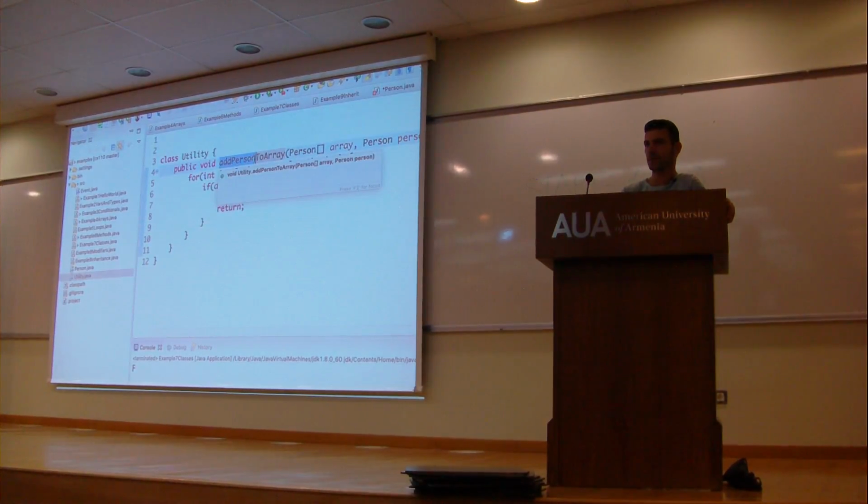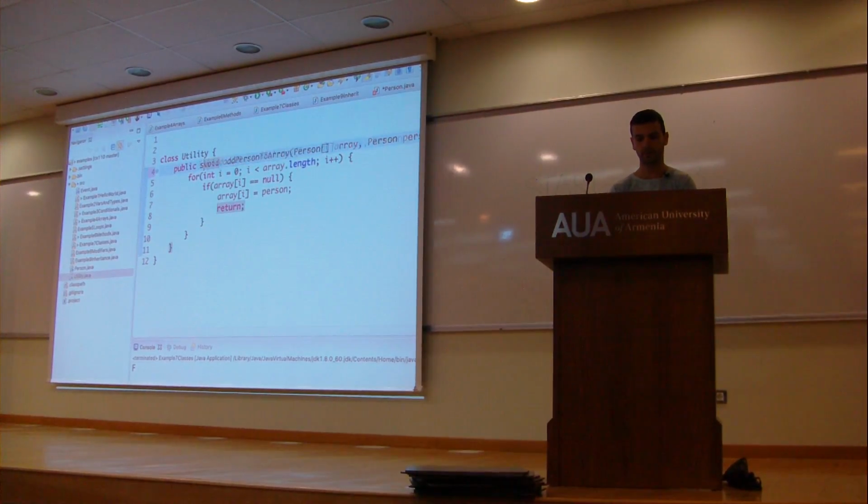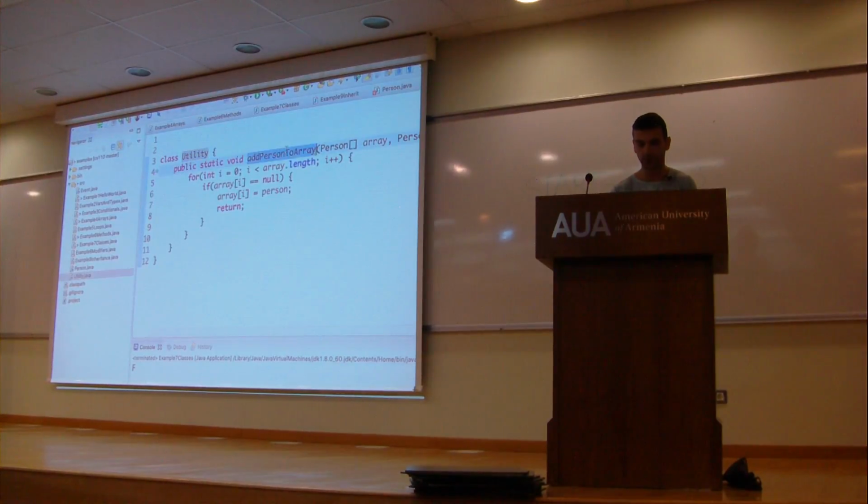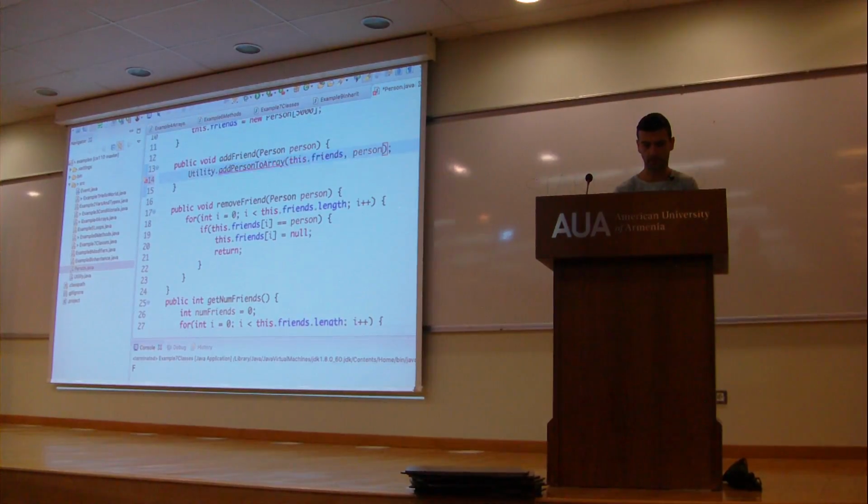Does it make sense? What if we just made this one static? Now this function is attached directly to Utility, and I can just do Utility.addPersonToArray. If I save, the name is different. The function was add person to array. If I go back here and save, there we go. Now it works. Notice how this is attached directly to the class. I didn't have to do new Utility, make an object, and then call it.